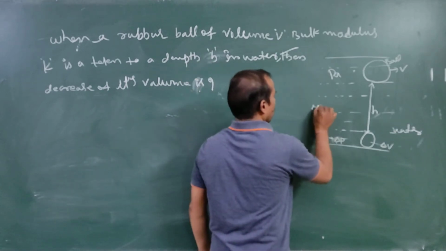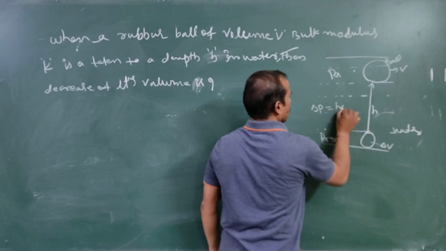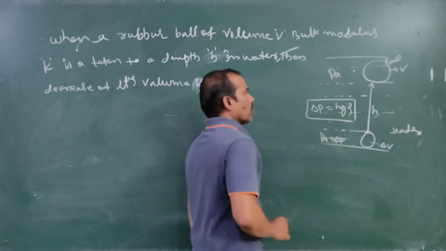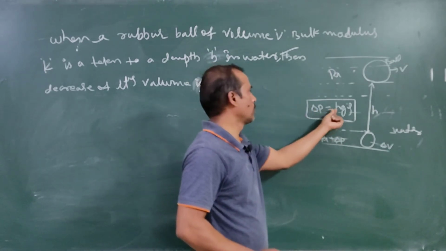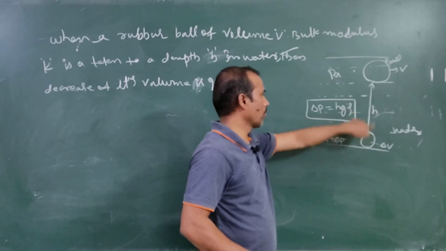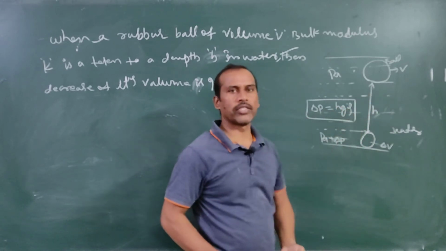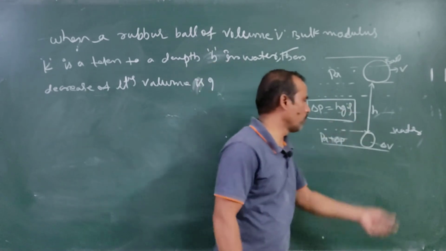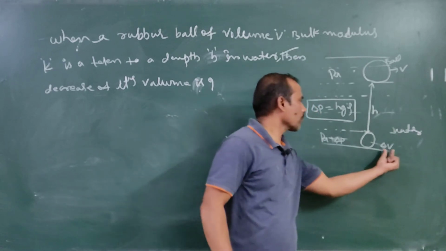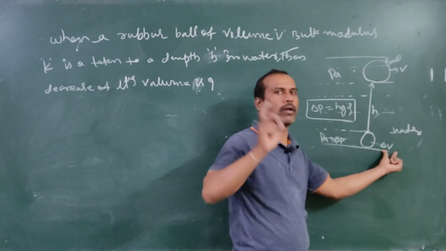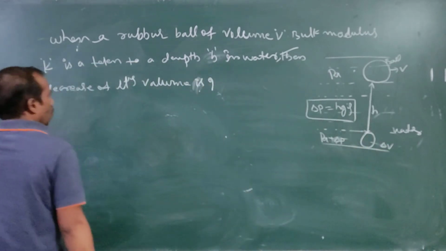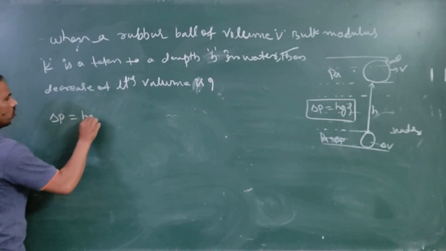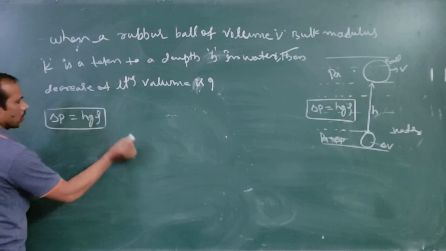So delta P is equal to h rho g, the change in pressure. Here h means the depth of the water, g is the acceleration due to gravity, and rho is the density of the water. Now we find the decrease in volume of the rubber ball inside the water. So first of all, delta P is equal to h g rho. This is the change in pressure.